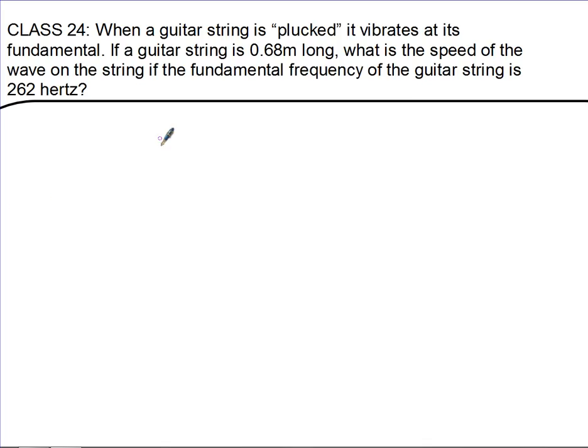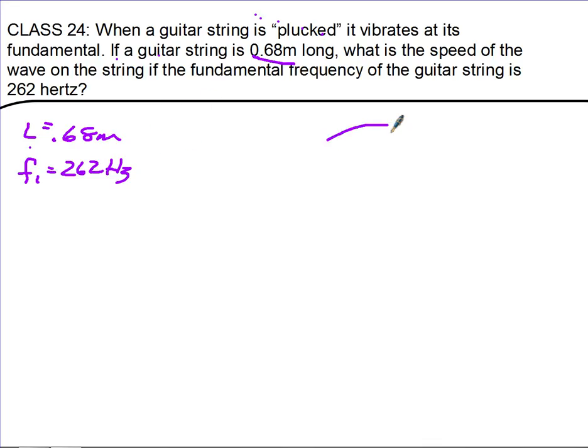Let's work a problem. Suppose I have a guitar string, it's plucked, and it vibrates at the fundamental. The guitar string is 0.68 meters, the length of my string. What is the speed of the wave if the fundamental frequency, frequency 1, is 262 hertz?